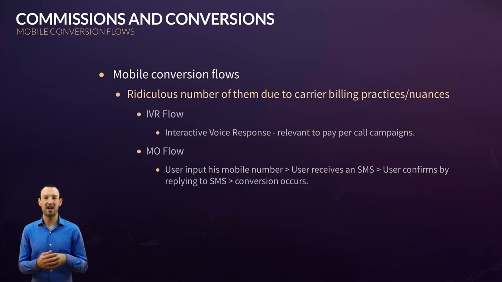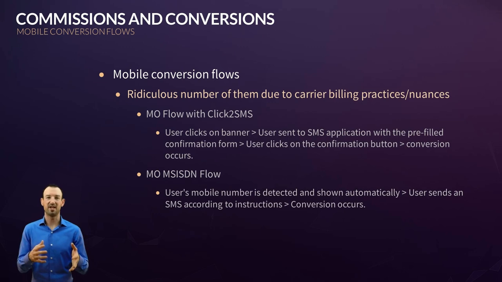So you have IVR flow, which is apparently interactive voice response, which is relevant to pay-per-call campaigns. You have MO flow, which is where the user puts in his number, receives a text or SMS, and confirms by replying to it. You have MO flow with click to SMS, where a user clicks on a banner, they're sent to some sort of application where they submit something, click a confirmation button, something converts. You have MO/MS/ISDN flow, where the user's mobile number is automatically detected, sends them an SMS, and they do something according to instructions and a conversion occurs.